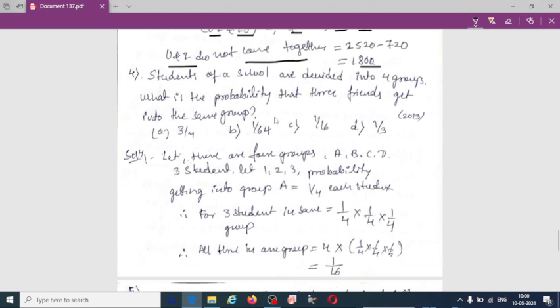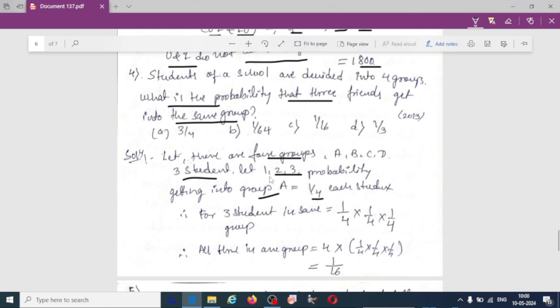Students of a school are divided into 4 groups. What is the probability that 3 friends get into the same group? So there are 4 groups. Let us take A, B, C, D, and 3 students, student 1, 2, 3. The probability of student 1 getting into group A is 1 by 4, and getting all these 3 students is 1 by 4 each. For 3 students in the same group, we have to multiply 1 by 4, 1 by 4, 1 by 4.